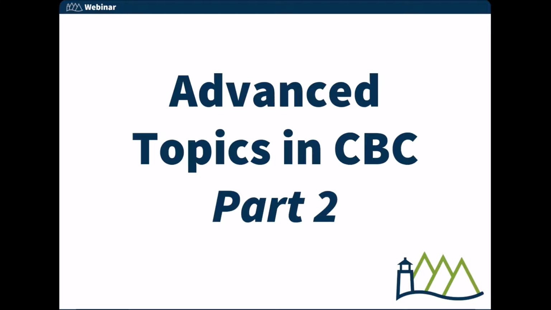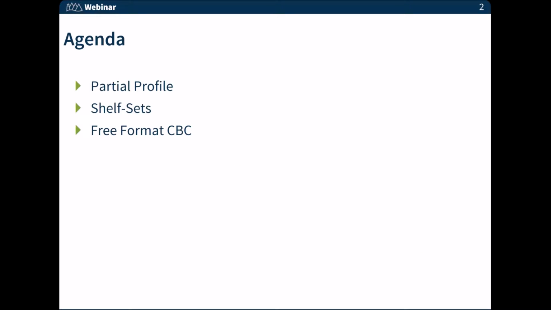So we're going to start out today talking about partial profile designs in CBC. Then we're going to talk a little bit about shelf sets and how you would put together a shelf display type conjoint. And then we'll talk about free format CBC. All three of these methods are more advanced than what we normally do with CBC studies. But I think that most researchers, if you do conjoint to any degree in your career, they're very good things to have in your toolbox.